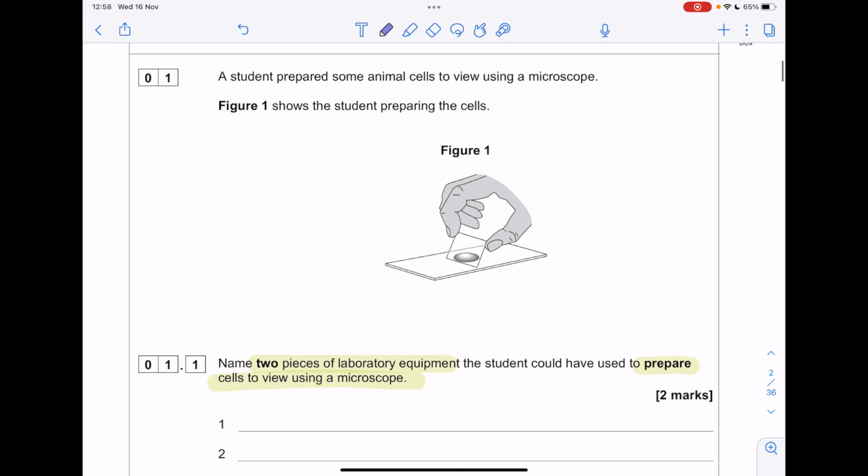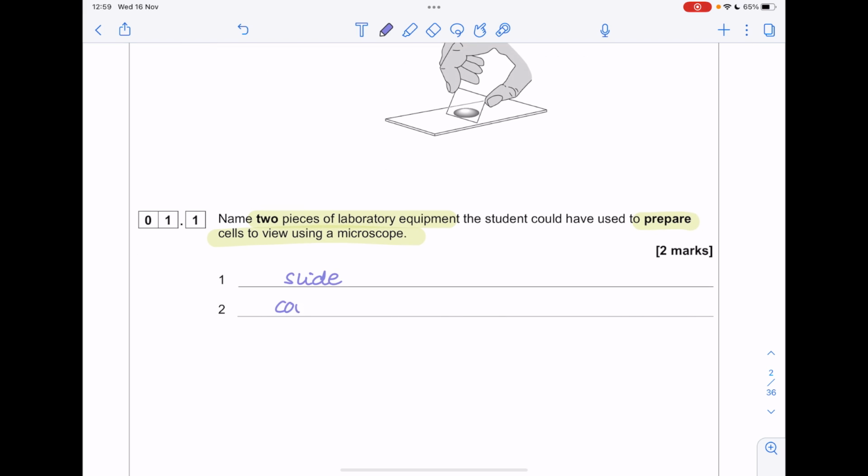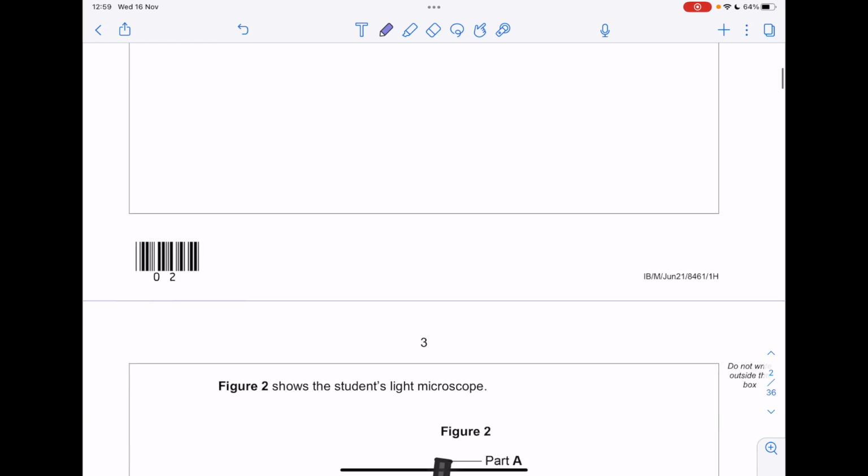So we have some animal cells. What do we need to do with them? Well, we need to pop them onto a slide and then place a cover slip over the top. And that's to keep it in place. You could have also mentioned a mounted needle. You could have used a pipette, a scalpel, forceps, tweezers, dye, stain, lots of options.